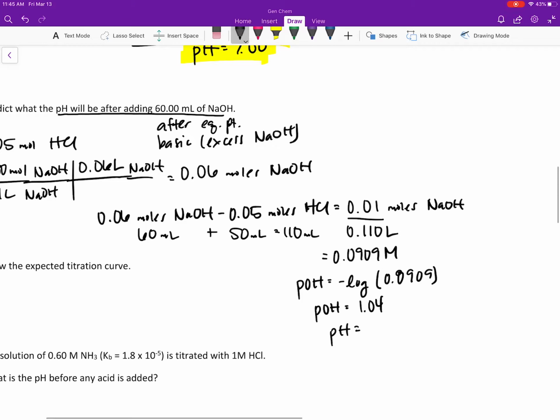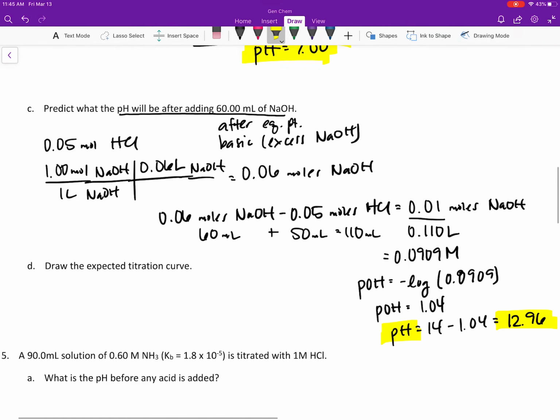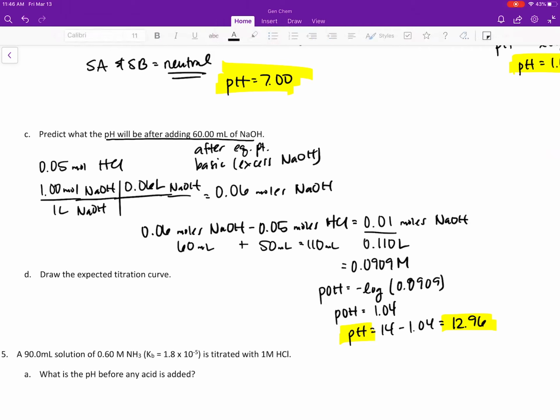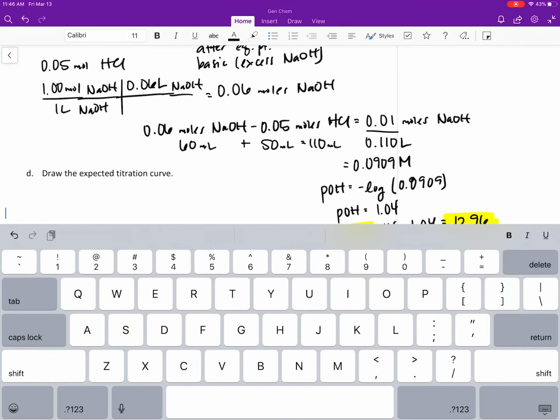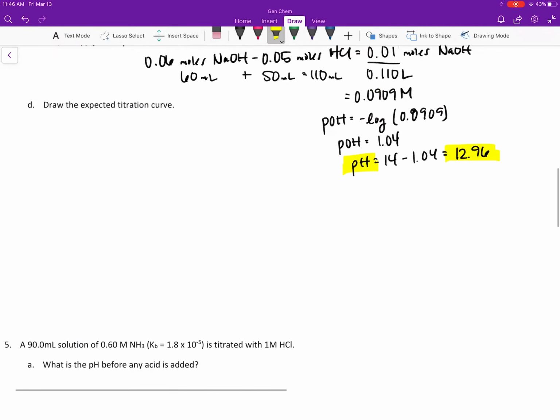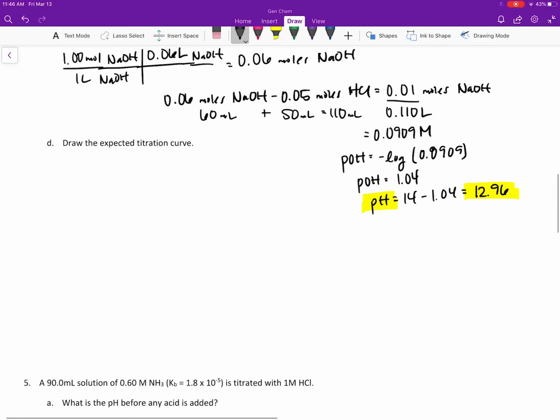To get pH, I'm going to take 14 minus the pOH, which is going to give me a pretty basic pH of 12.96. Okay. The last part says draw the expected titration curve. So I'm going to need some more space. Okay. All right. So I have a couple of points.